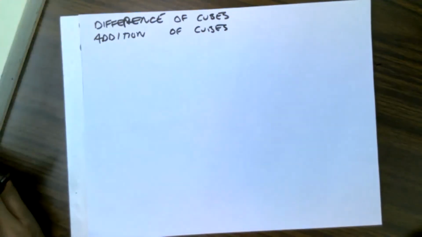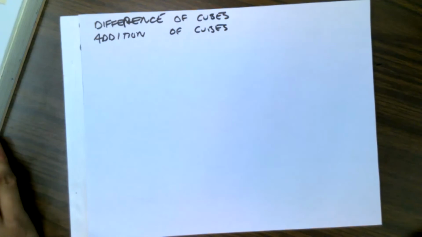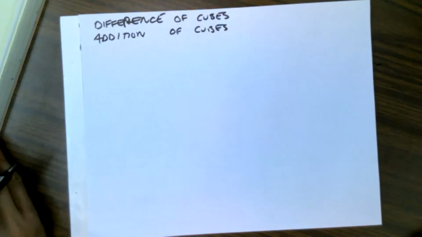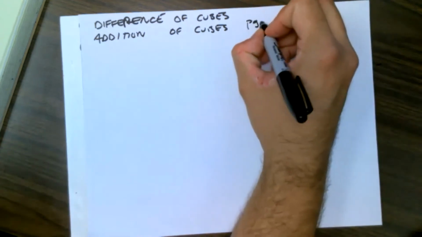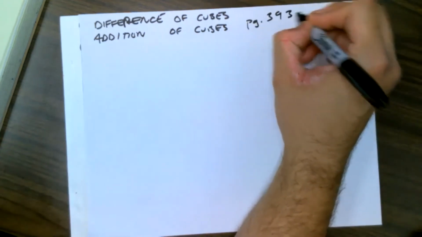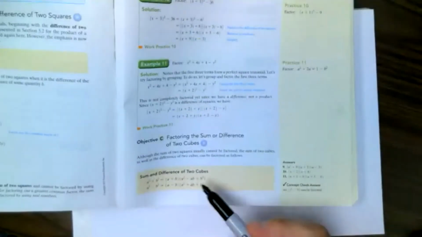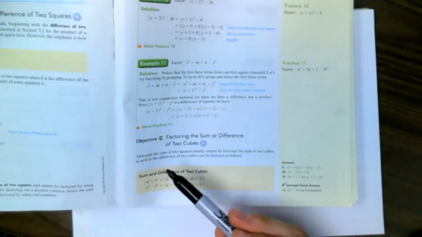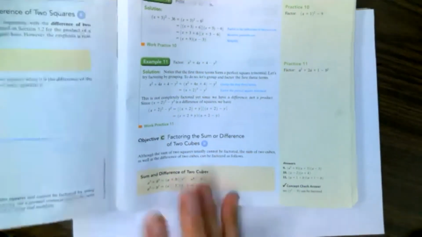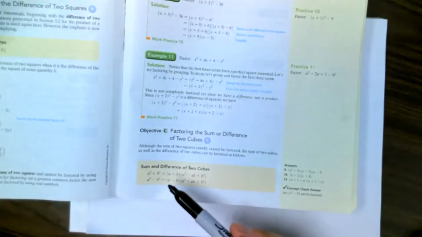Okay. Now, I'm going to go back to 5.6 in your book. The rule is on page 393. If you want to flip back, I'll put the book over here for a second. If you go to page 393, you'll see at the very bottom, they call it the sum and difference of cubes right there.